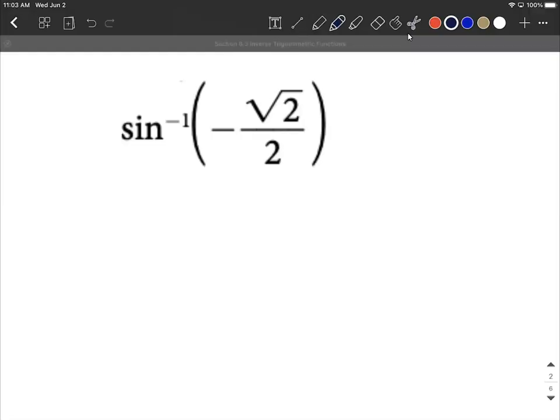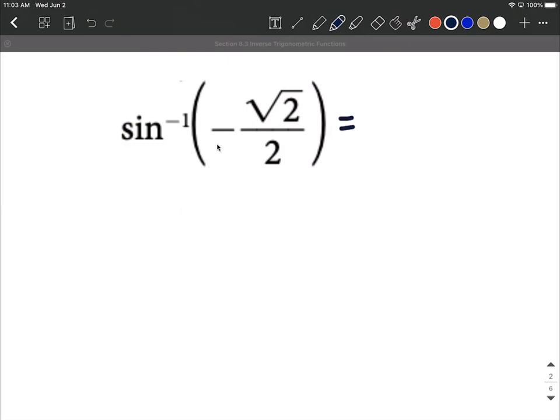Okay, evaluating an inverse function. So in this case, we have sine inverse, or arcsine, of a negative ratio. So we have negative square root of 2 over 2. In this sense, what I always like to do is visualize this in terms of sine as opposed to sine inverse.